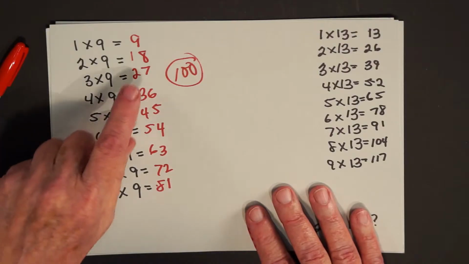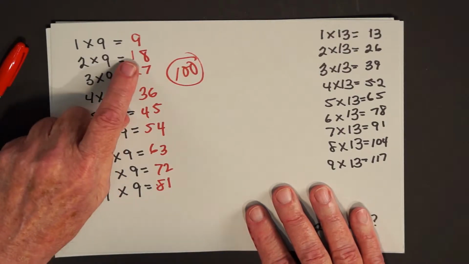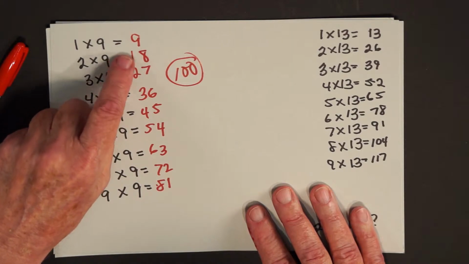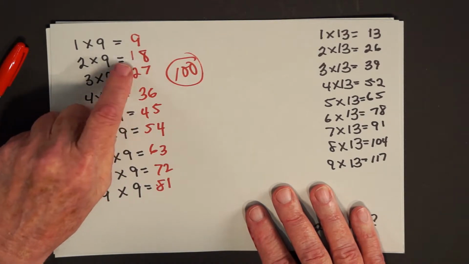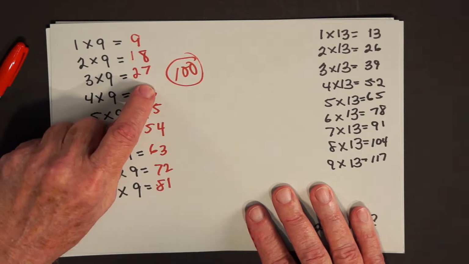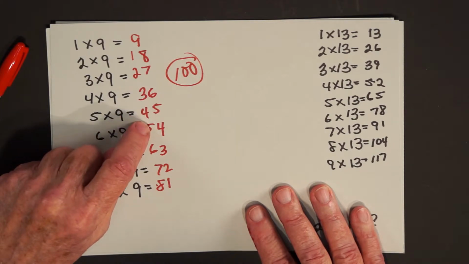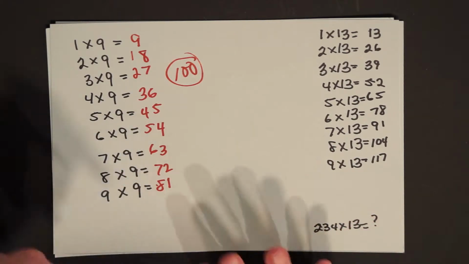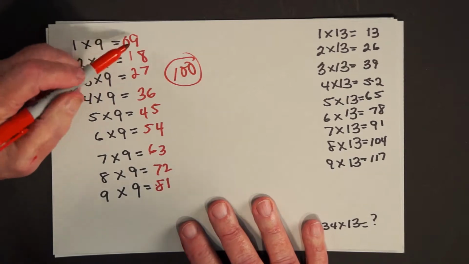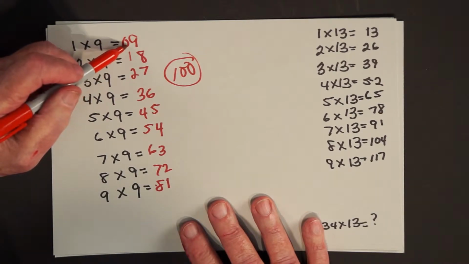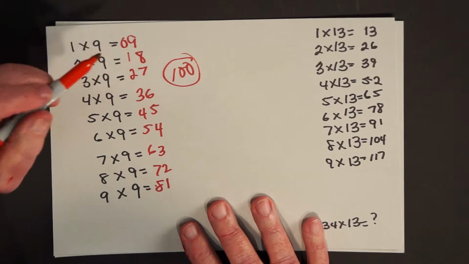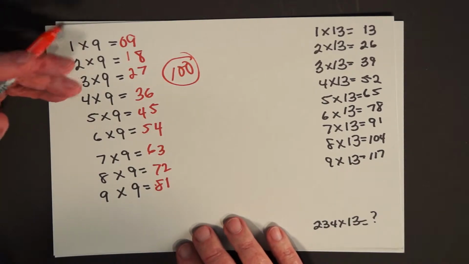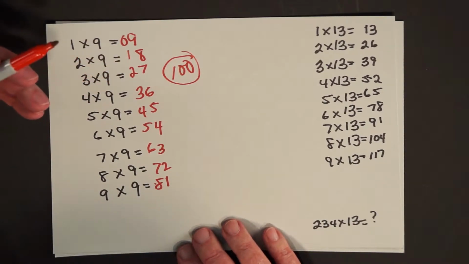And by the way, that keeps the sum of the digits the same, something we may not have realized. If you add up all the sums of the digits here, 1 plus 8, 2 plus 7, 3 plus 6, 4 plus 9, 5 plus 4, they all add up to 9. And the reason is we added 1 to the tens place and subtracted 1 from the ones place, so the net difference from one line to the next is 9.